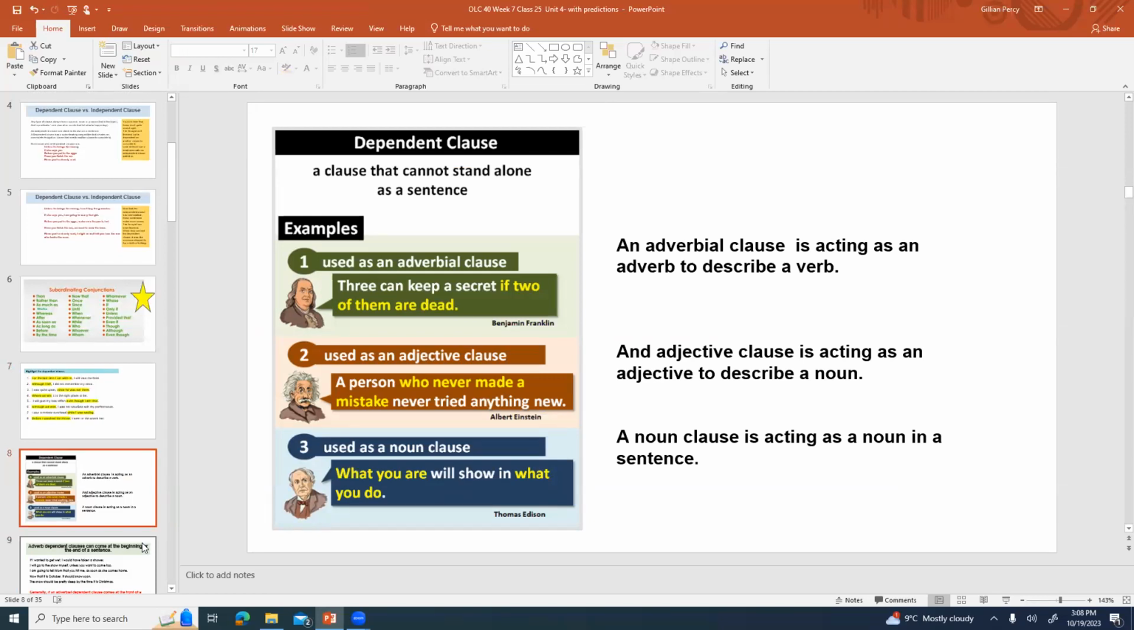Okay, so there's really basically three types of dependent clauses. In other words, a clause that cannot stand alone as a sentence. An adverbial clause, an adjective clause, and a noun clause. An adverbial clause is acting as an adverb, and it's working to describe a verb or an adjective or an adverb. The common one is the verb. An adjective clause is acting as an adjective, and it's describing a noun or a pronoun. A noun clause is acting as a noun in a sentence.